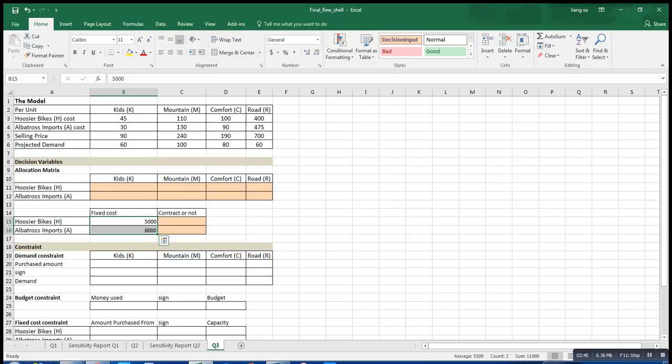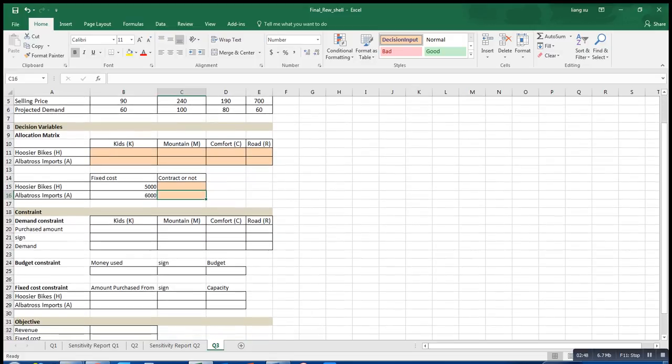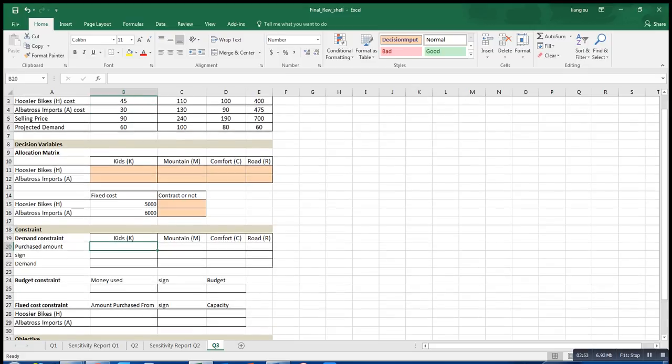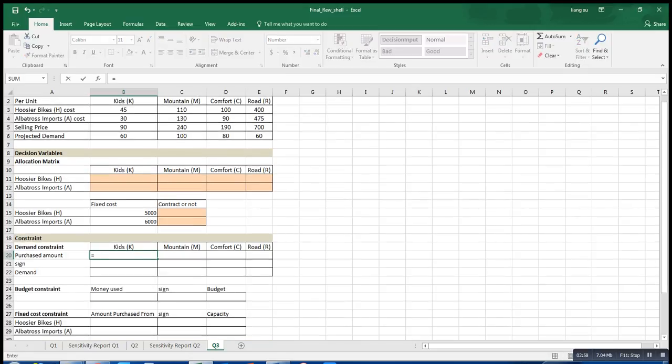There's a fixed cost if you're going to contract with the suppliers. And there are three sets of constraints. First is the demand constraint, which says the total amount of bicycles you purchase cannot be greater than the demand, because you could not sell them. So the total amount of bikes you buy for kids is the sum of the kids bikes you're going to buy from each of the suppliers. It has to be less than or equal to the total demand for kids, which is this.